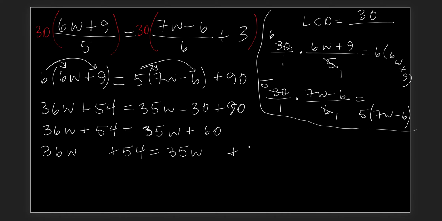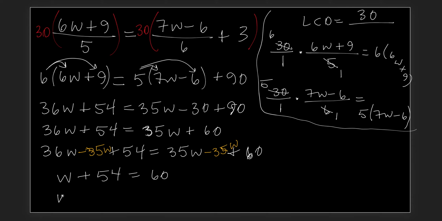And I'll do that by subtracting 35w from both sides. Just squish it in here. So on the left side, I'll have 36w minus 35w. That's 1w, which we really just write like this. And plus 54 equals, now the 35w's cancel on this side, so we have 60.